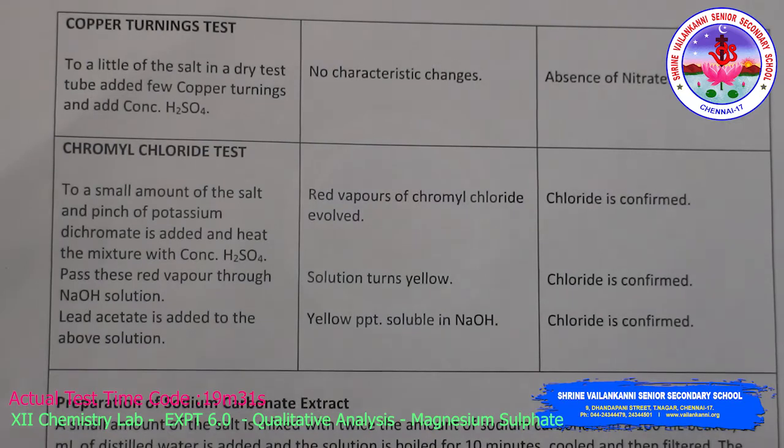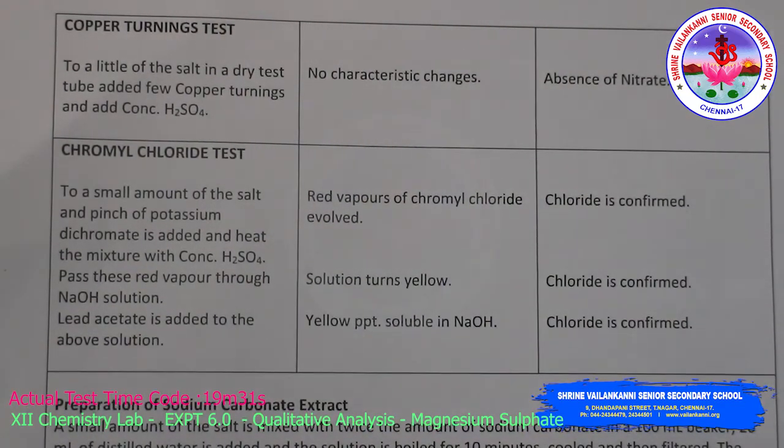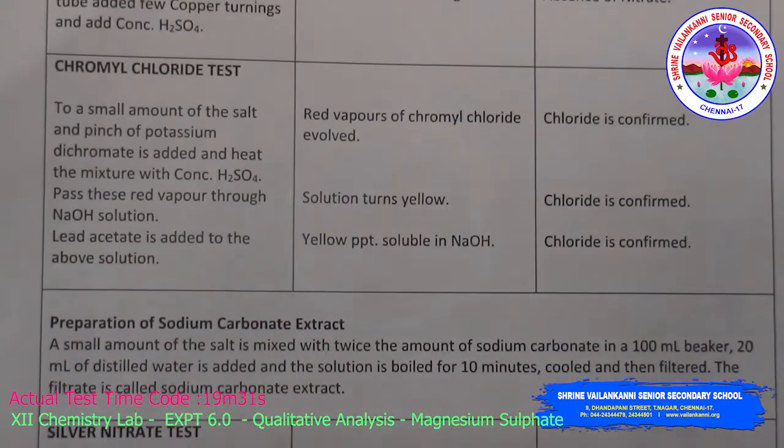The copper turnings test: the substance is taken in a dry test tube, some copper turnings are added, and concentrated sulfuric acid is added. No characteristic changes, so absence of nitrate. Chromyl chloride test: this is barium chloride, so this is the chloride confirmation test.